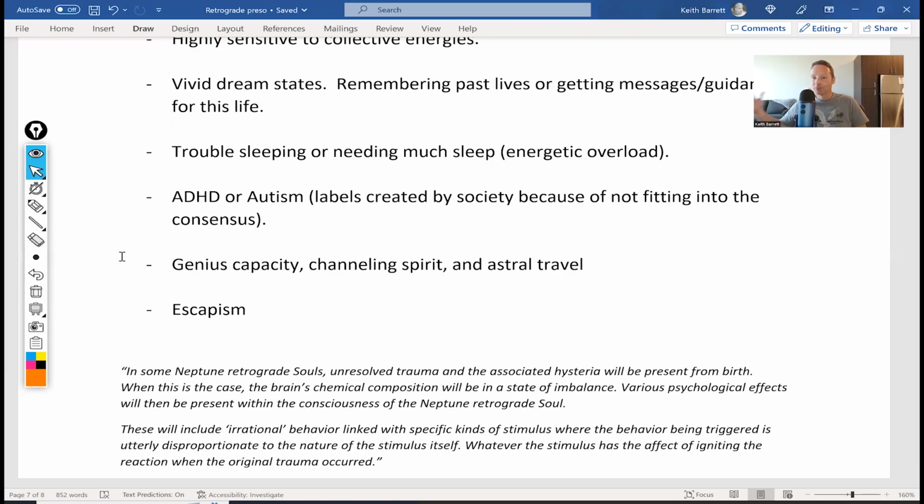Or learning it from somebody here, right? So it could be labeled as genius capacity, having these way out of the box ideas or ways of living that people can feel in their body as like, that's a yes, but I can't explain why. If you can explain that or articulate that or exemplify that, you're a genius, right? So that's the label that would get put on. And then I already talked about escapism here, right?